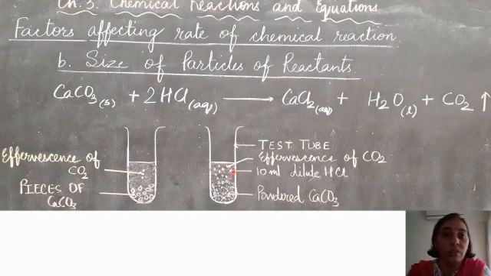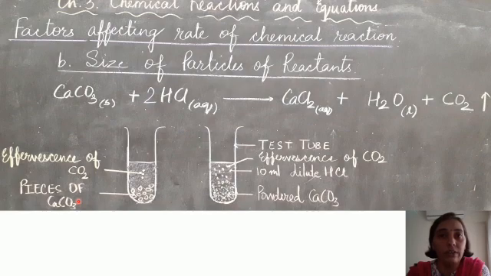You have to observe whether carbon dioxide gas is evolved faster with powdered CaCO3 or with pieces of CaCO3. Here we find that the bubbles of carbon dioxide gas are more in this test tube, whereas in this test tube you can see only a few bubbles rising. These bubbles are referred to as effervescence. So you have to see the effervescence of CO2. We find that the release of CO2 is faster with powdered calcium carbonate, whereas it is slower with pieces of CaCO3.